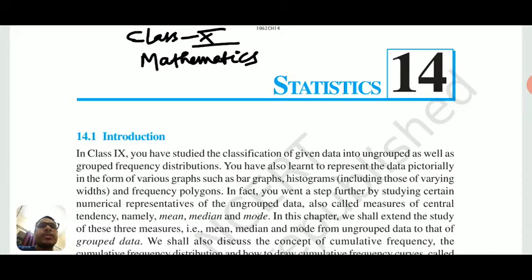Today I am going to start with a very new chapter of mathematics of standard 10th, chapter 14, statistics. Before we proceed with this chapter, let me take you through what we have done in our previous classes.